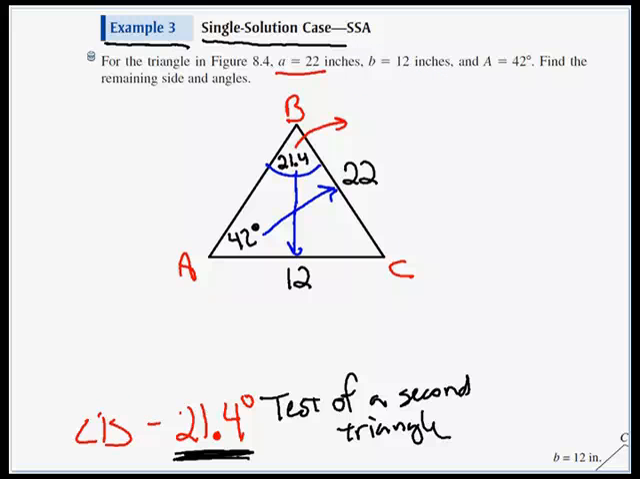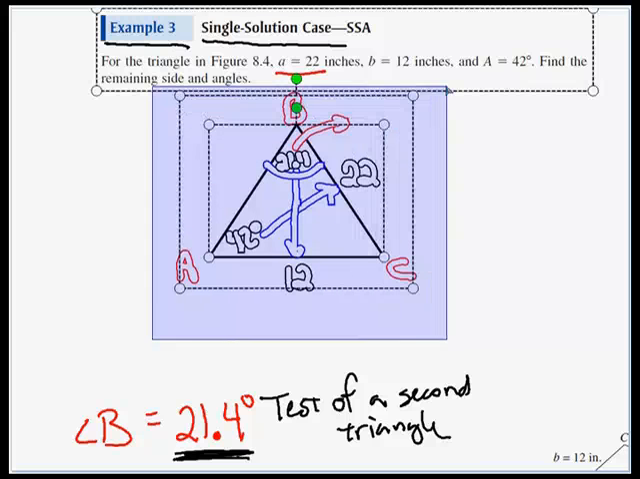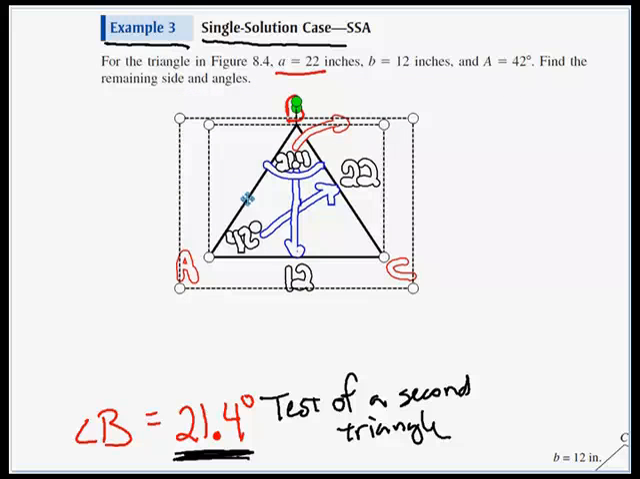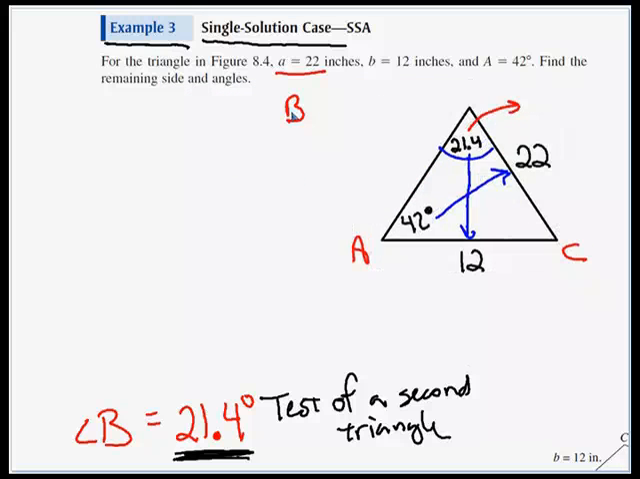So the routine is the same. Solve for the first angle, and you're forced to solve for a specific angle. When you find that angle, check to see if there's a second possible triangle: 180 minus the angle that you found. Okay, back to this triangle.